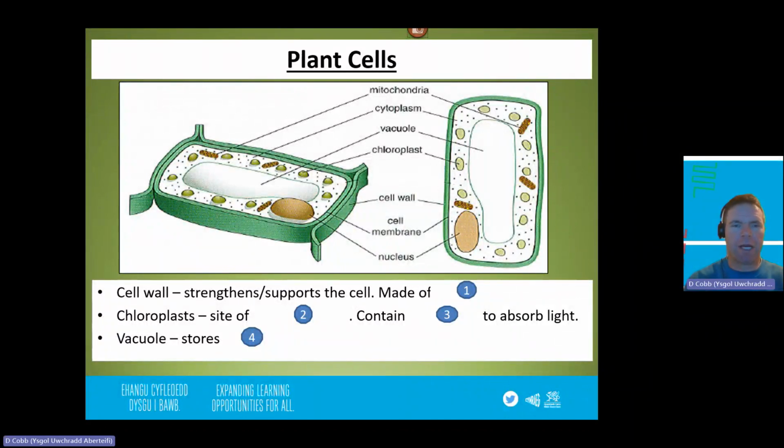Okay, hopefully you're back. So we've got number one is cellulose. Remember that cell wall is made of this substance, this molecule called cellulose. Chloroplasts is the site of photosynthesis, and they contain this molecule called chlorophyll. And the vacuole is responsible for storing cell sap.